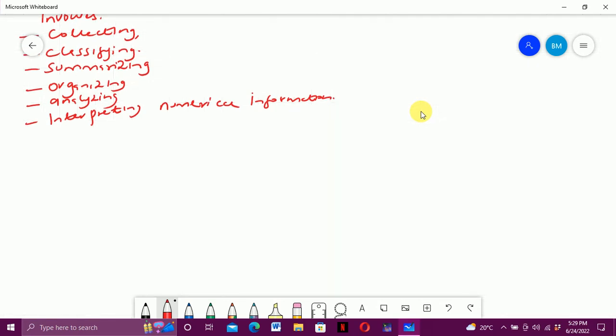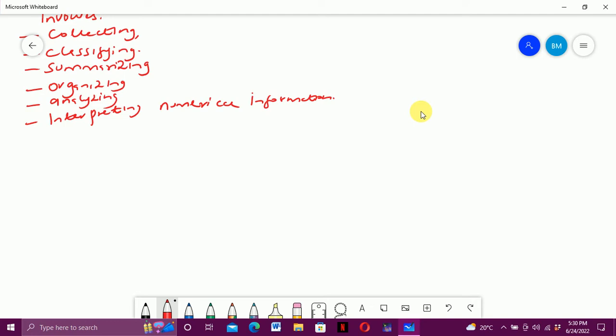It is important to note that whenever we have a statistical investigation, we start by identifying a problem. And when we have a problem at hand, now we collect data that is relevant to that problem. We classify, we summarize it, we organize it, we analyze it, and then we interpret that data, which we are calling numerical information.